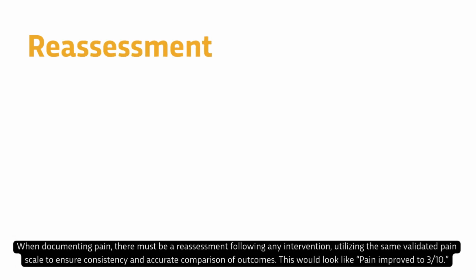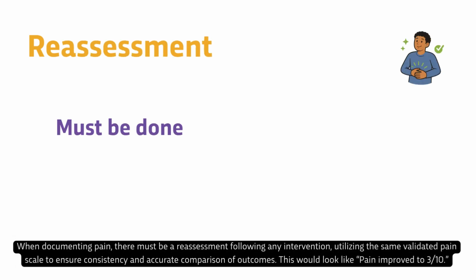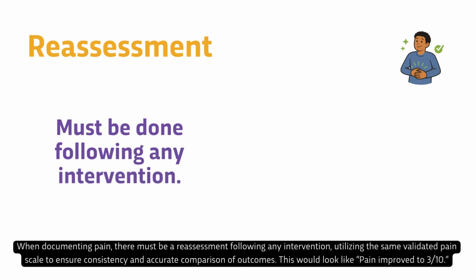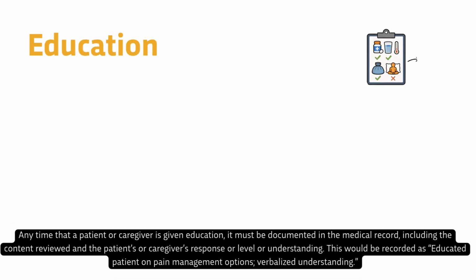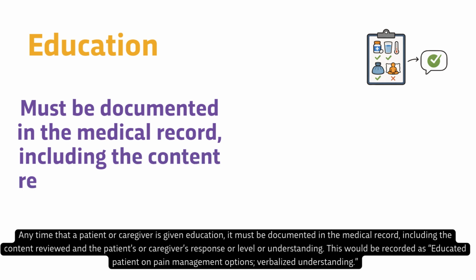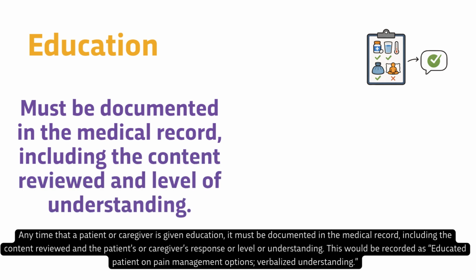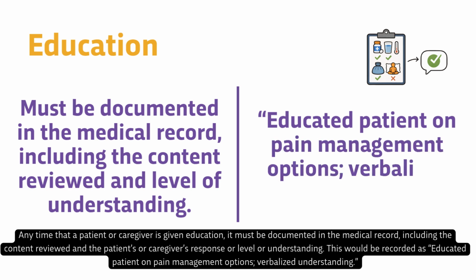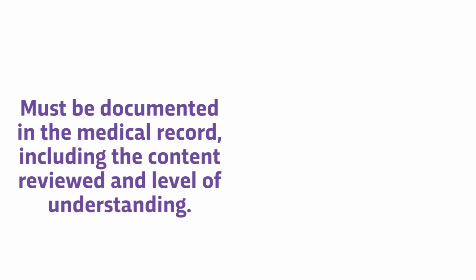When documenting pain, there must be a reassessment following any intervention, utilizing the same validated pain scale to ensure consistency and accurate comparison of outcomes. This would look like pain improved to 3 out of 10. Anytime that a patient or caregiver is given education, it must be documented in the medical record, including the content reviewed and the patient's or caregiver's response or level of understanding. This would be recorded as educated patient on pain management options, verbalized understanding.